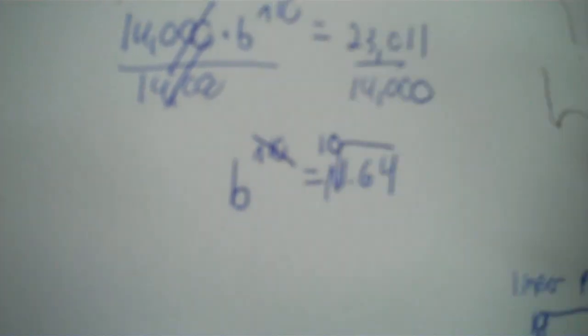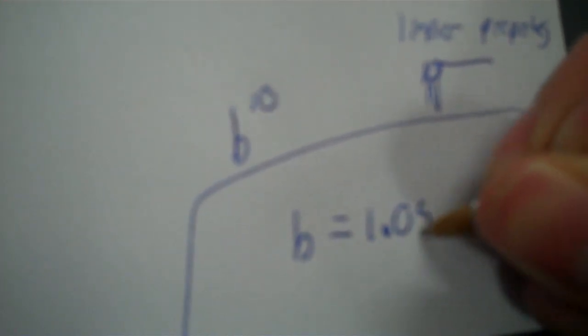Now you're going to get rid of your 10th power by putting a 10th root. So here's how you figure that out. You go 10 second and then the caret key, okay? 10 second caret, not this key. That will not get it done, okay? 1.64, okay? So I got 1.05 for B. Okay, and that's what you do.